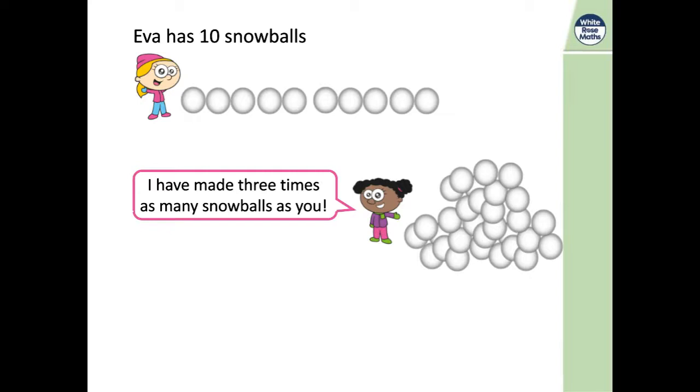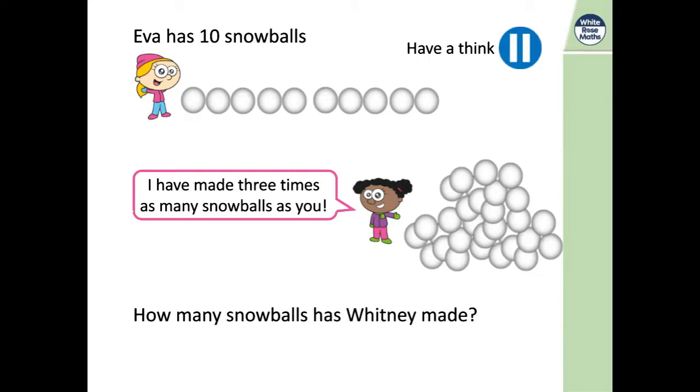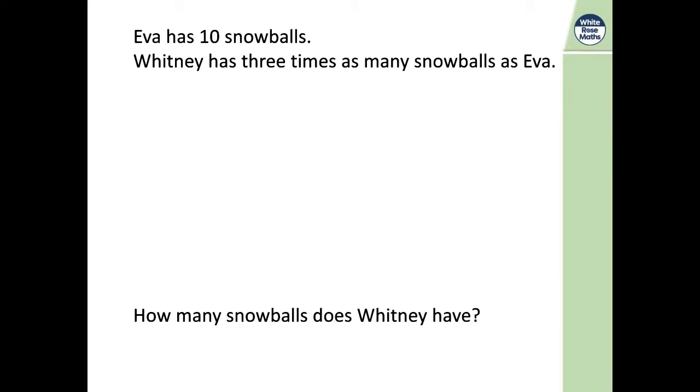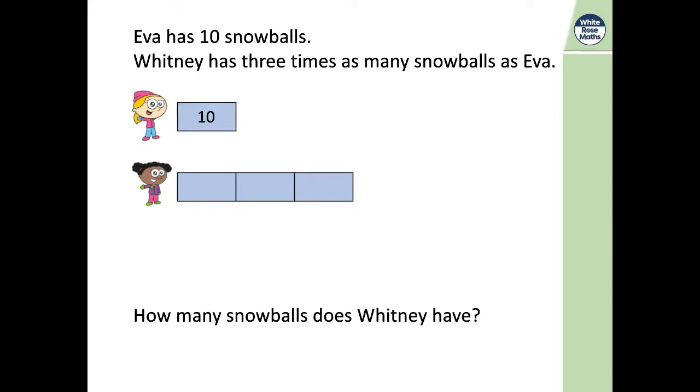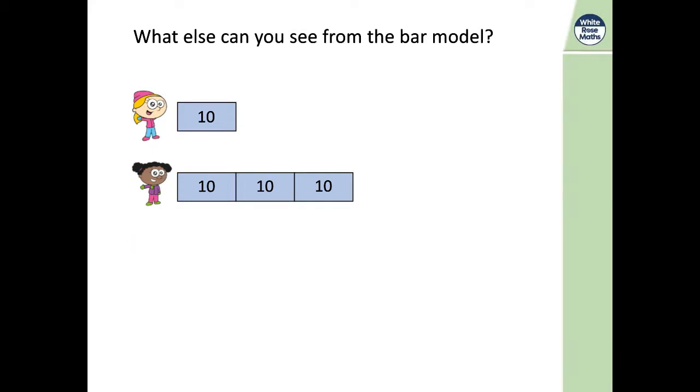But over here, Whitney has made 3 times as many snowballs as Eva. So how many snowballs has she got? Okay, so let's have a look. Let's set it out in a representation. Okay, she has got 10 snowballs. Okay, Whitney has 3 times as many. Okay, so each of those is worth 10. So now you've seen it in this representation. How many has Whitney got? She has 30 snowballs.